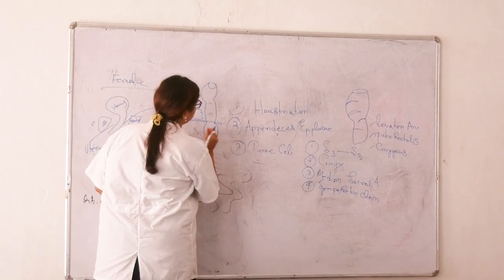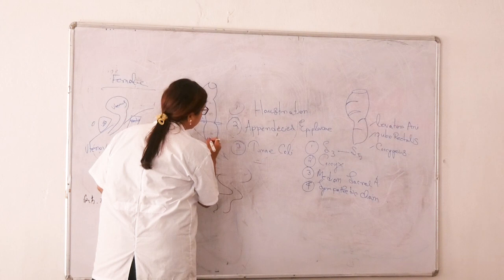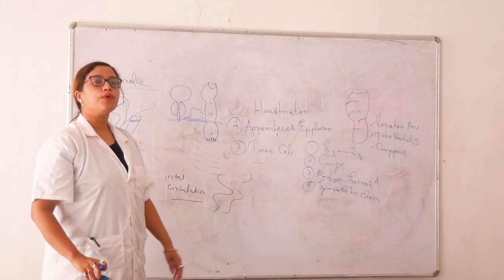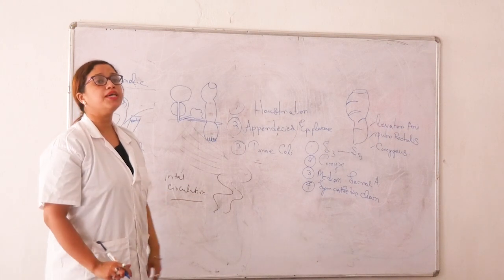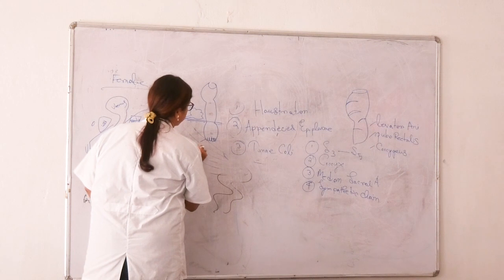The rectum continues here, that is known as the anal canal, and in this anal canal there are several mucosal folds, which we call the pectinate line. So this is known as the pectinate line.